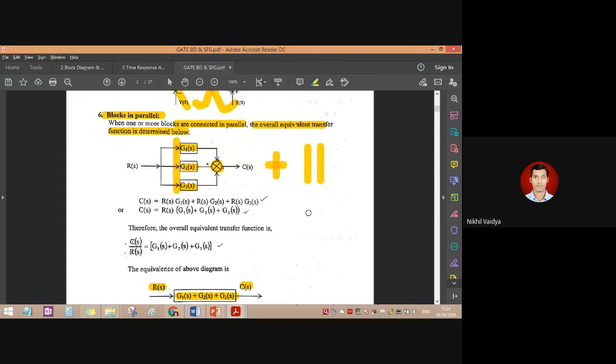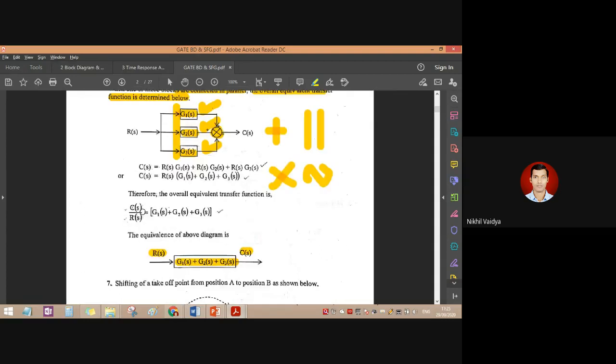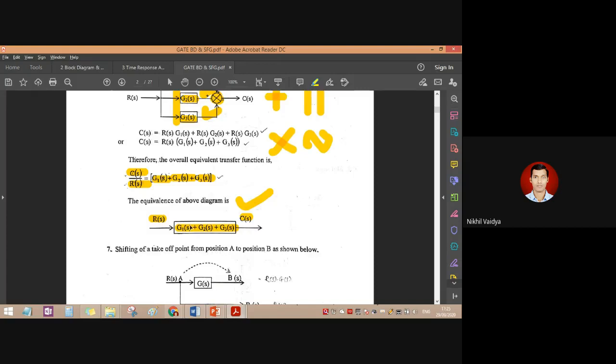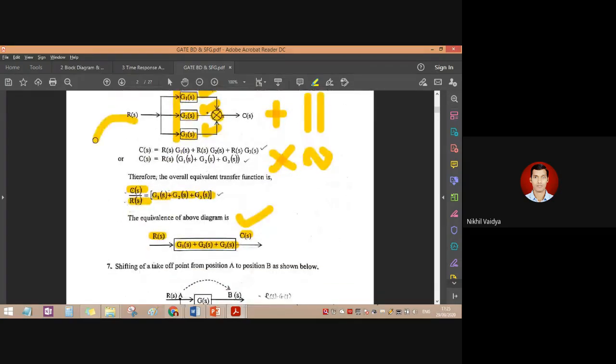When they are in series, or in cascade, we have to multiply them. That's what we had seen previously. And when they are in parallel, we have to add them. So here C of s upon R of s is equal to G1 of s plus G2 of s plus G3 of s. So finally we are getting this particular block diagram. See, the reduction is done from this complex to the simplest block diagram.